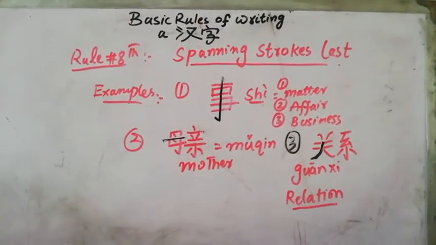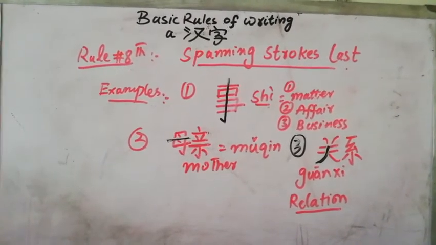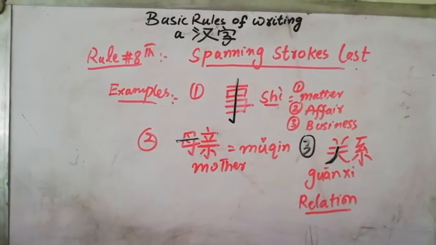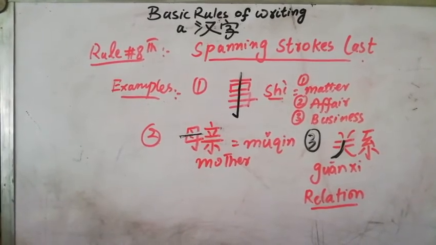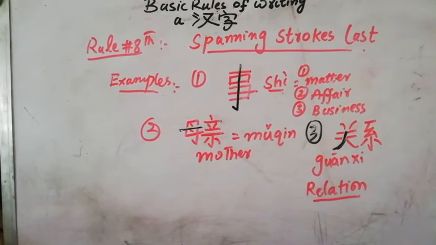So we discussed three rules today. Rule number 6, 7 and 8. And you got to know how you are going to write a Chinese character with the right order of the strokes. So this is all for today.